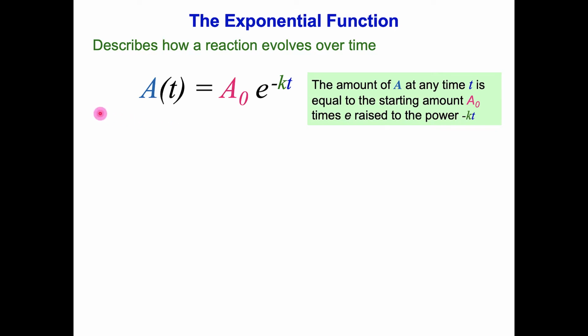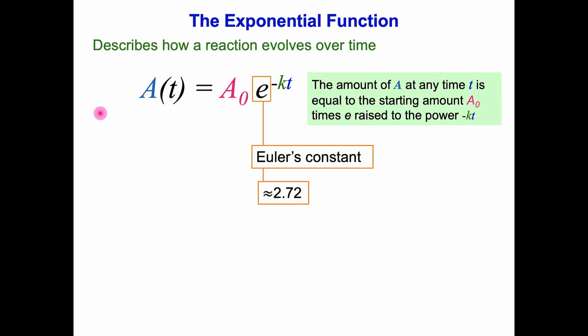Let's try to dissect that a little bit more. First, let's recall that e is Euler's constant. It's approximately equal to 2.72.